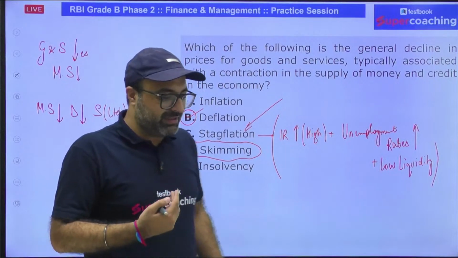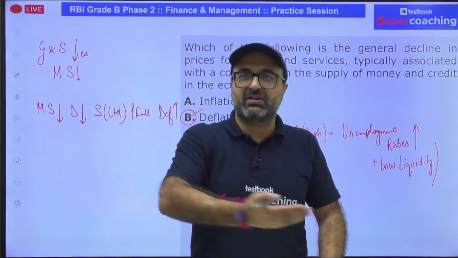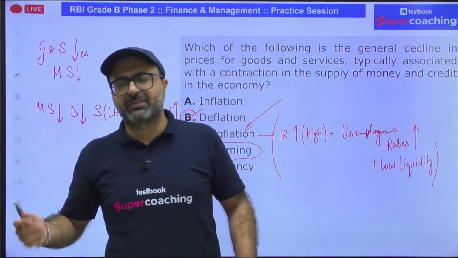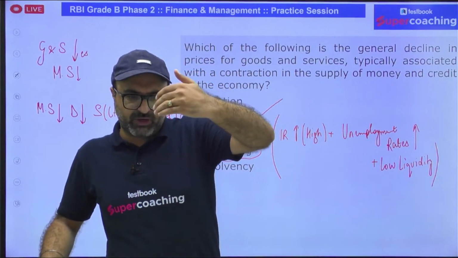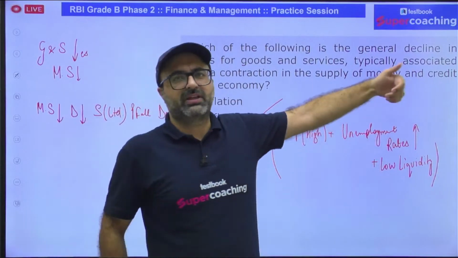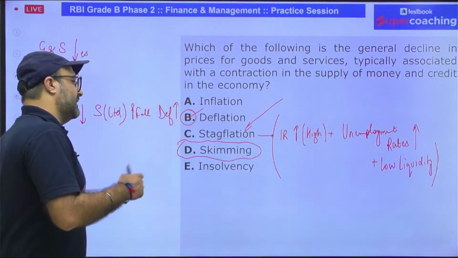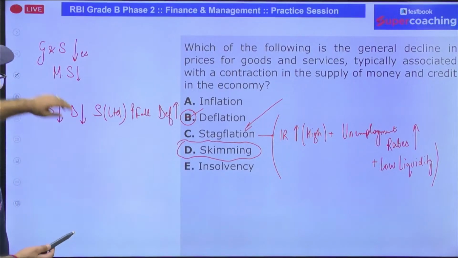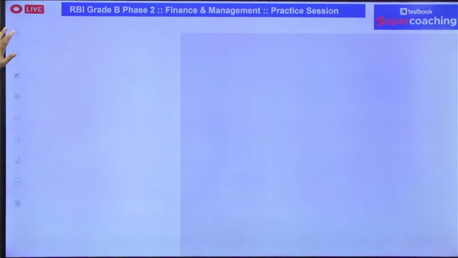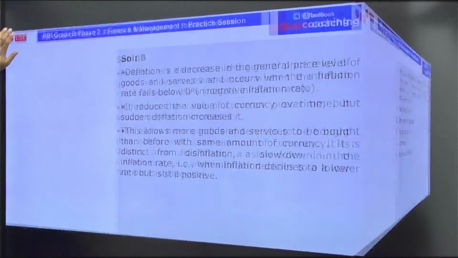Skimming basically means when the information is removed from the upper layer of the magnetic strip, which will help to withdraw the funds or which will lead to bank frauds. That is known as skimming. Got it, Kajal? I hope it's clear now. Moving on to the next question.